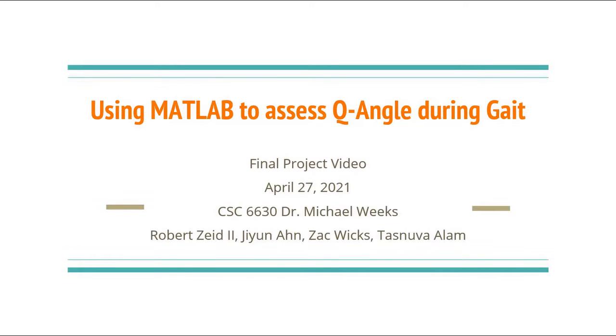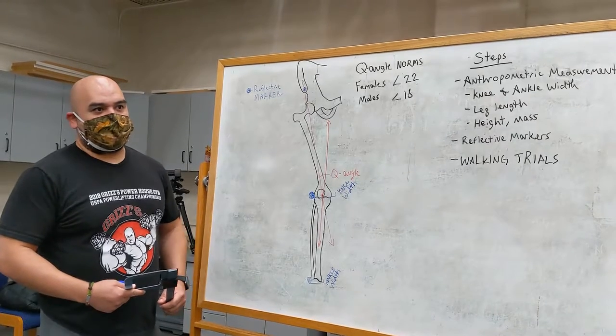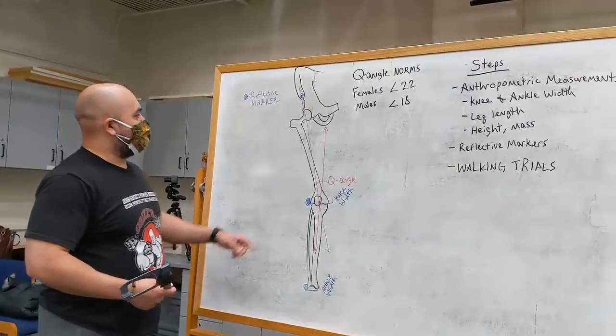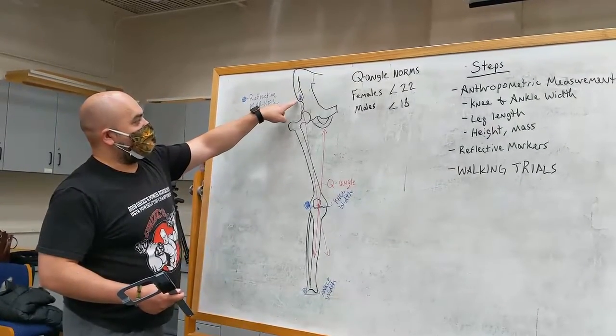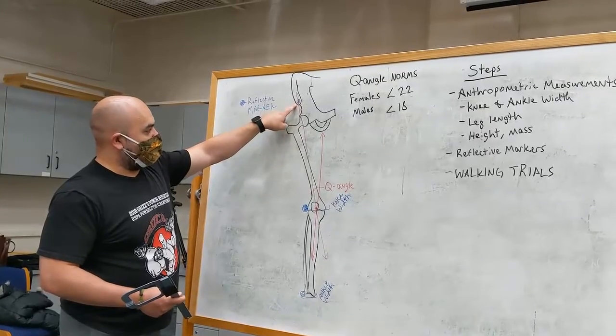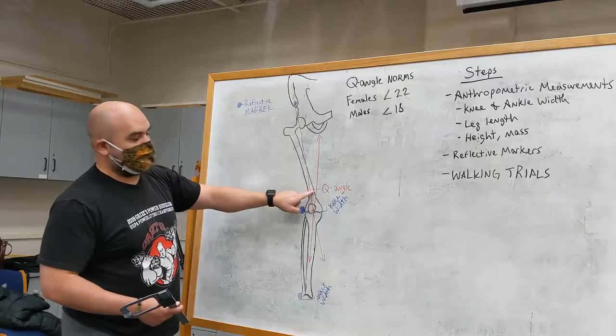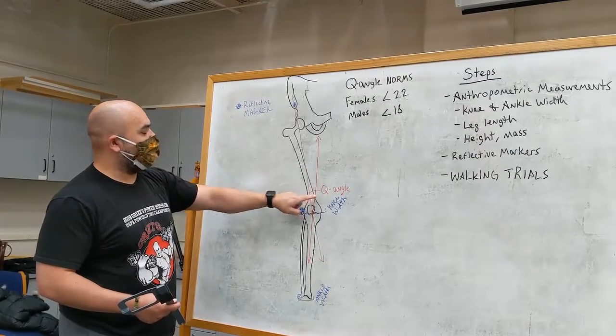MATLAB class, the name of our final project is using MATLAB to assess Q angle during gait. So gait is basically just a fancy term for walking. The Q angle is the distance from the pelvis down to the center of the knee compared to the vertical, so that is the calculated Q angle here.